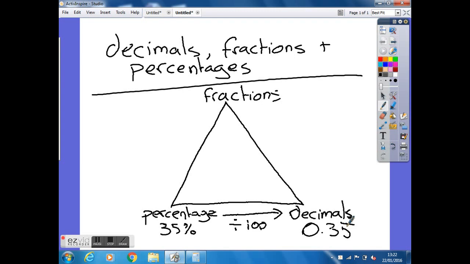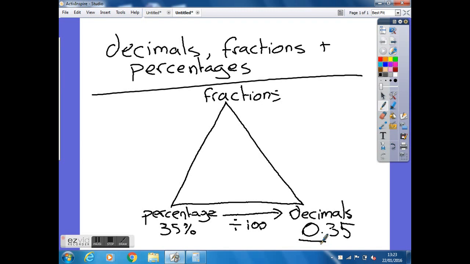So you can see the similarities between the decimal and the percentage. Where the percentage is 35%, the decimal is 0 point, and then you've got the 35. Now, it'll always look like this, your decimal, so you'll always have a 0 point at the start.